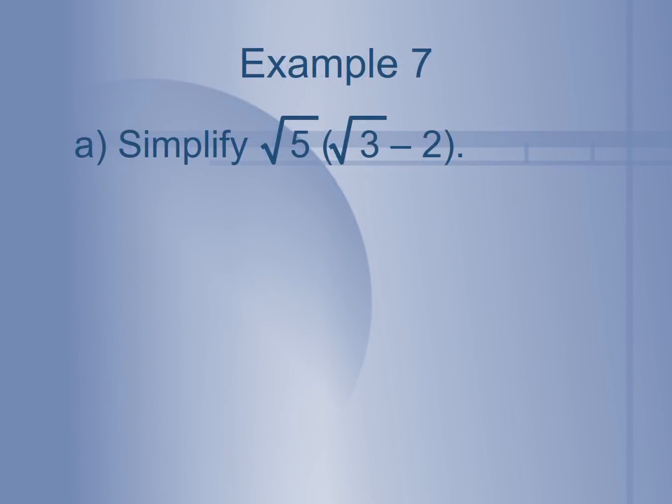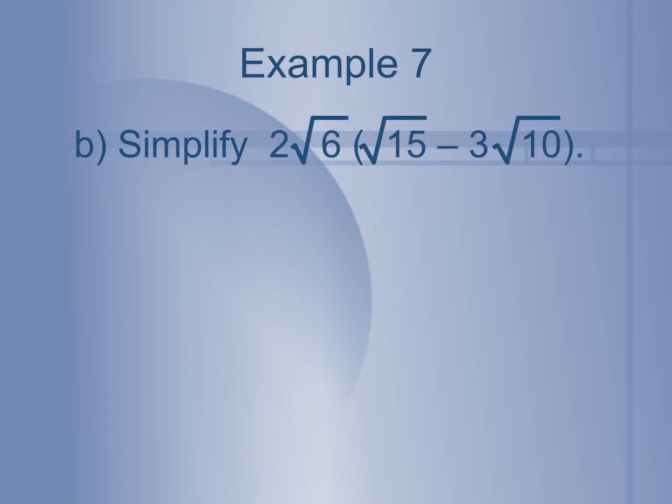For example, if we have this, the square root of 5 times the square root of 3 minus 2, you can use the distributive property to distribute this radical. So then that means we have the square root of 5 times the square root of 3, which is the square root of 15, minus 2 square roots of 5.